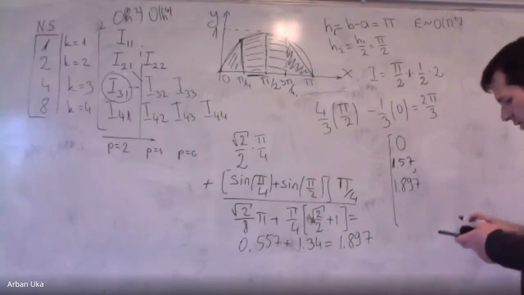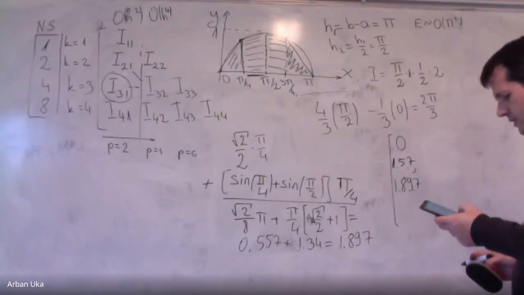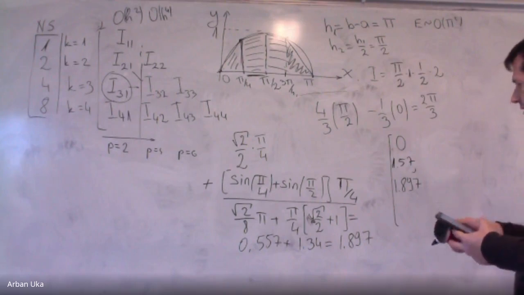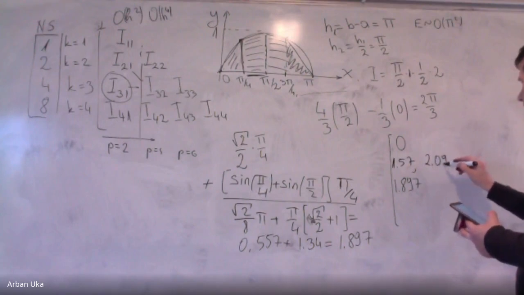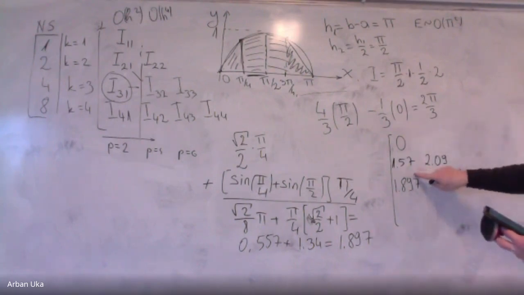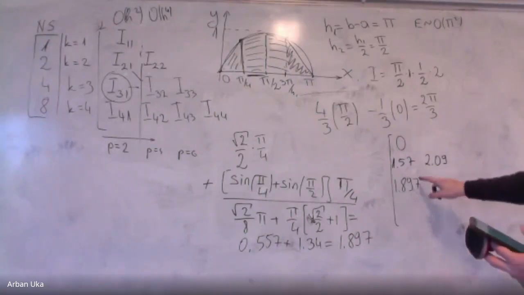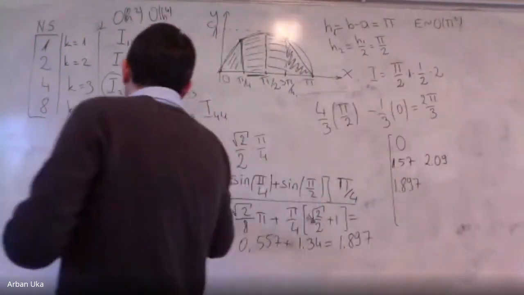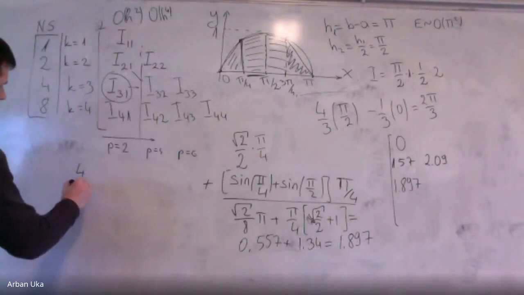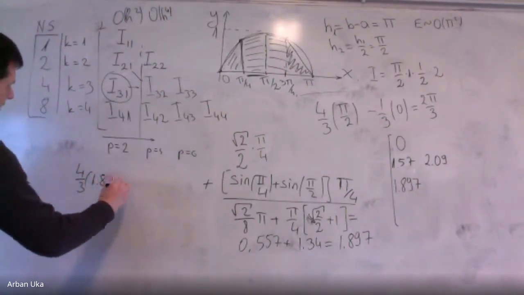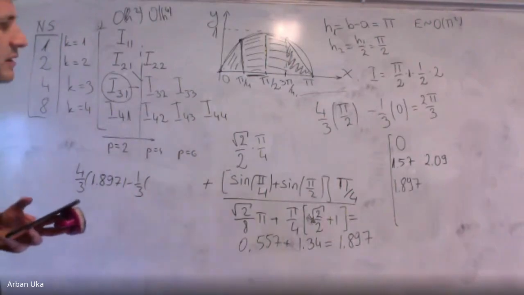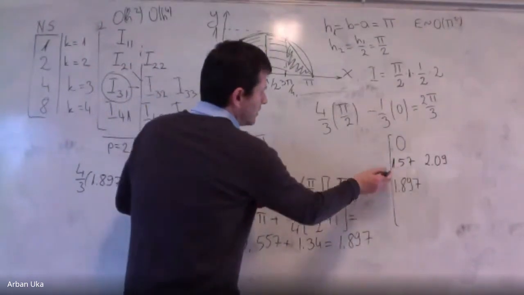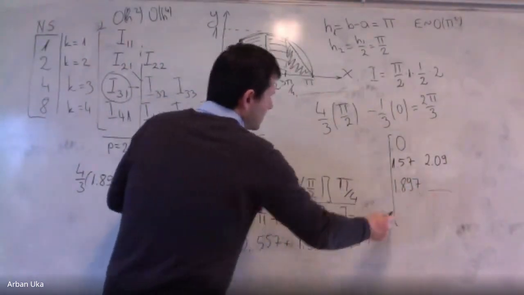2 pi over 3 is equal to 3.14 times 2 divided by 3, which is 2.09. Okay, so then we start combining again, and these two will be combined as follows. We have 1.897, this is 4 over 3 times 1.897 minus 1 over 3 times 1.57, right? So we are going to use these two values to find this.